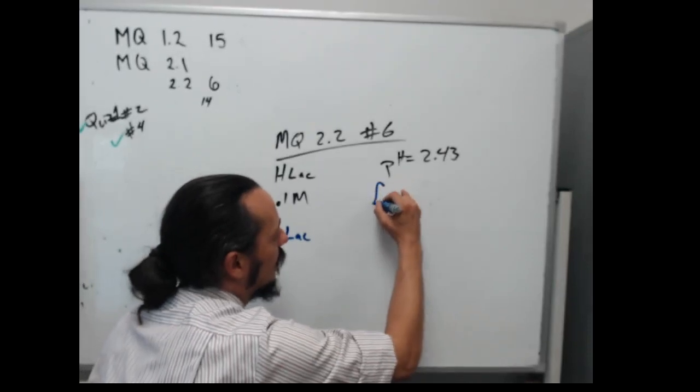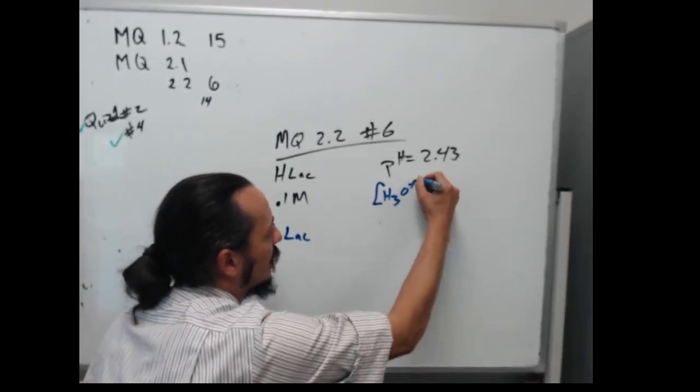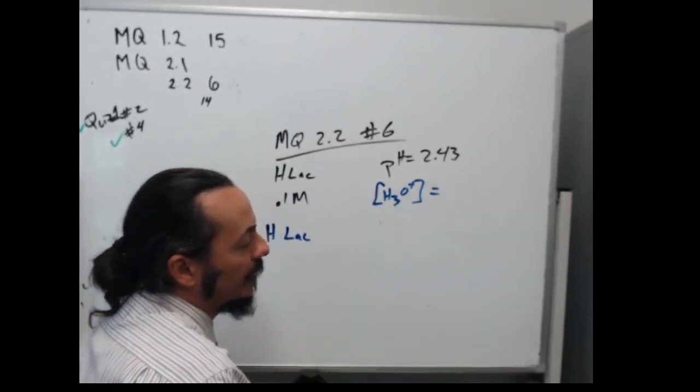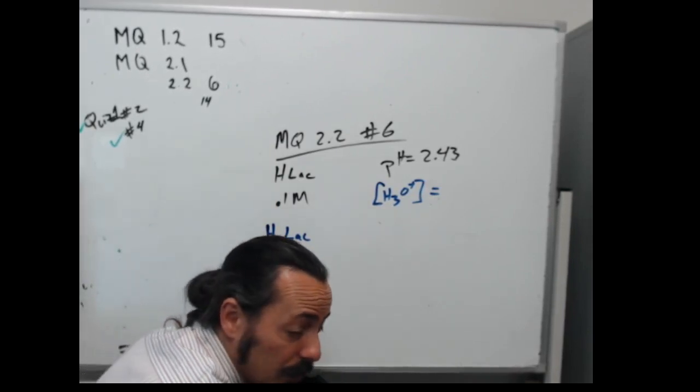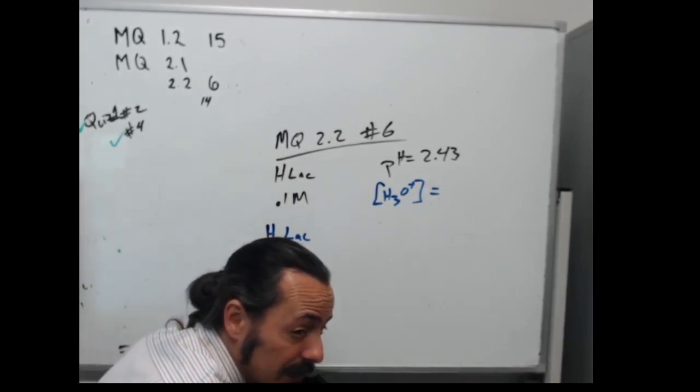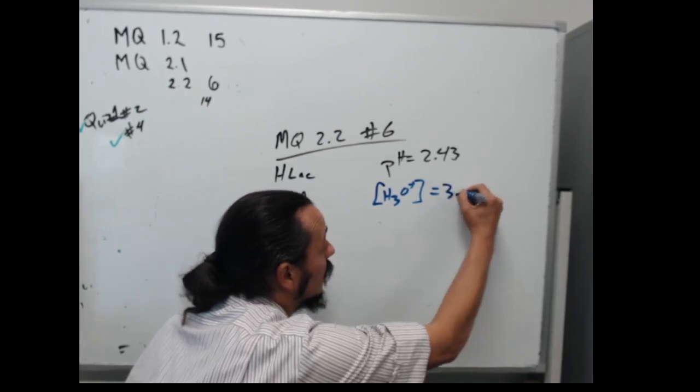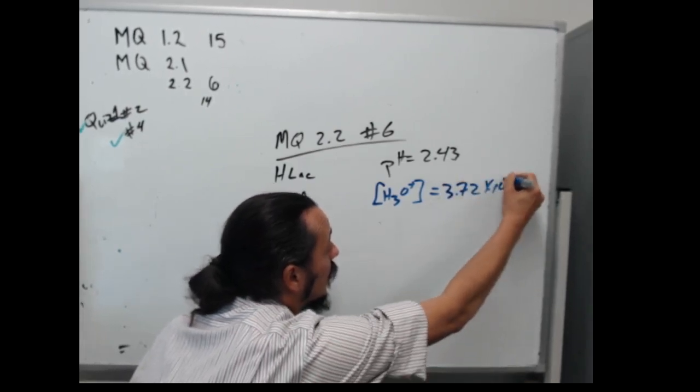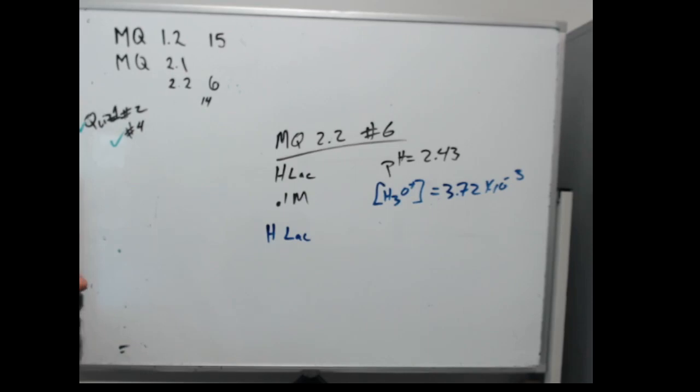Okay, so you just did that first. H3O plus is equal to 10 to the negative 2.43, which is going to be like 0.00-something. I got 3.72 times 10 to the negative 3. Great. And then I wrote out the reaction.